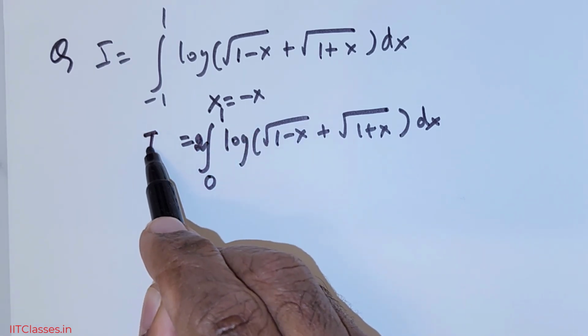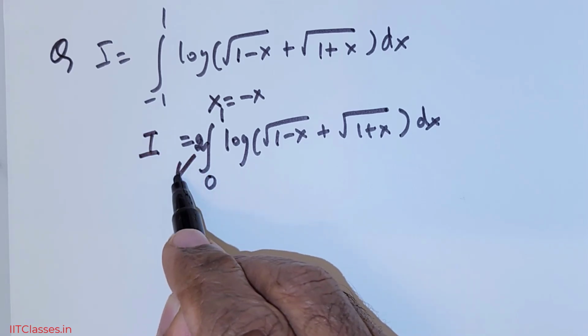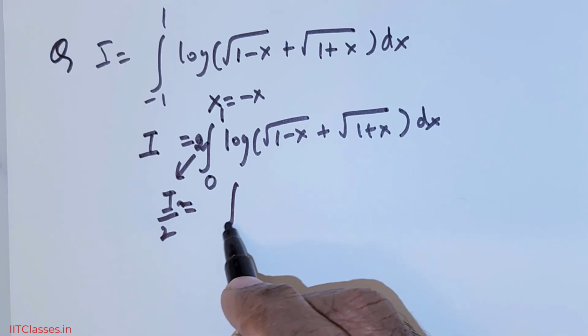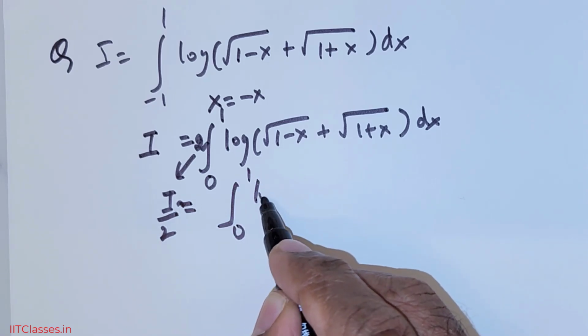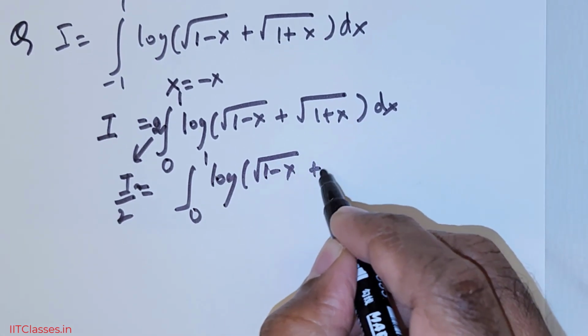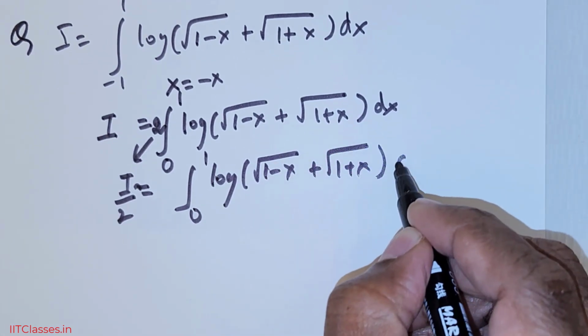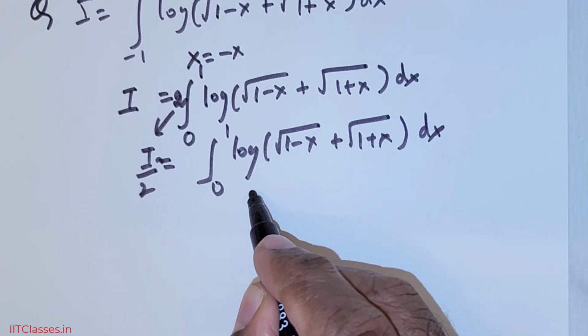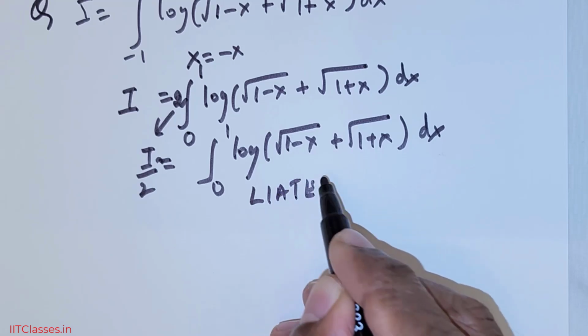Okay, so on the left you have I. I'm going to bring this 2 down, so you have I over 2 is equal to the integral from 0 to 1 of log of (root of 1 - x plus root of 1 + x) dx. Now I'm going to utilize the Leibniz rule.